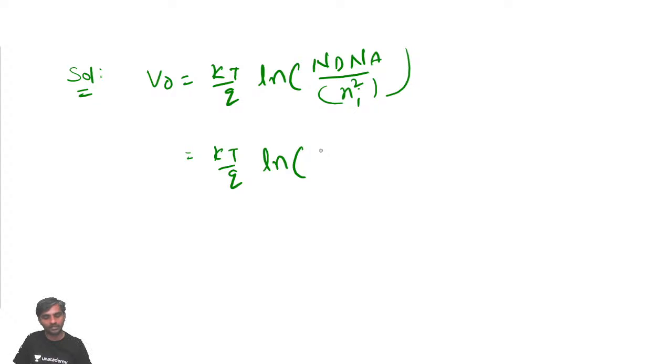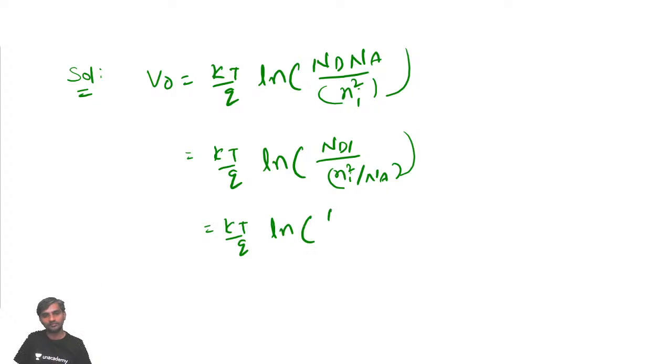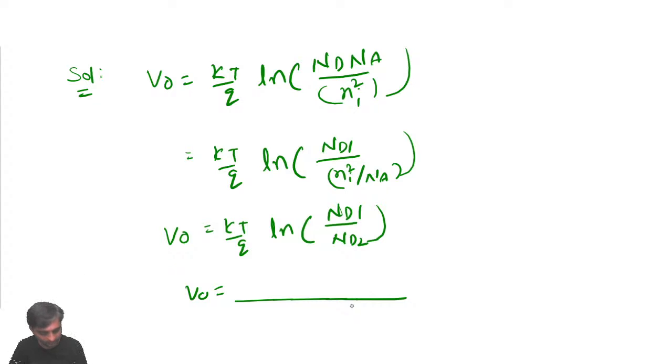So what we can do is, this is going to be ND1 by Ni square by Na, and Na square by Na, so it is going to be KT by Q into ln of ND1 by ND2. Directly you'll get the answer. Substitute all the values and you'll get the answer.